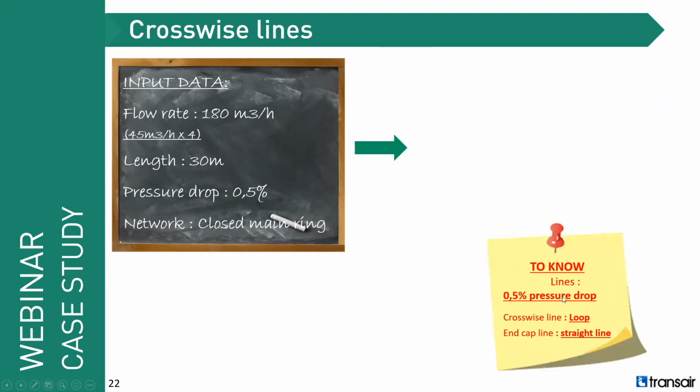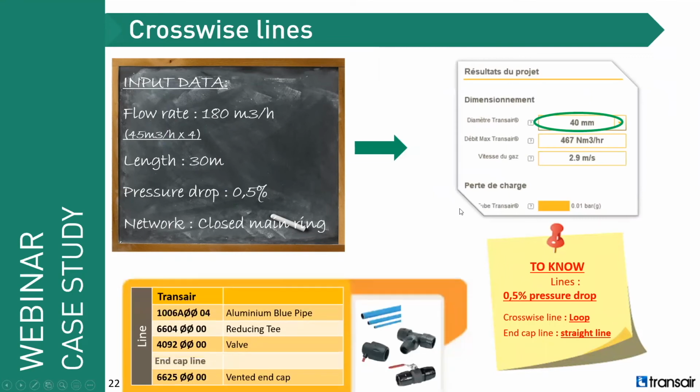Things to know about lines. We usually go for 0.5% in pressure drop. If you're a crosswise line, you are in a loop. If you are in a hand cap line, you are in straight line. The pieces we're going to use: piping and reducing tees. I'm going to show you how to use the valve. And also, even if they are not used here, I'm going to show you how to use the vented end cap.